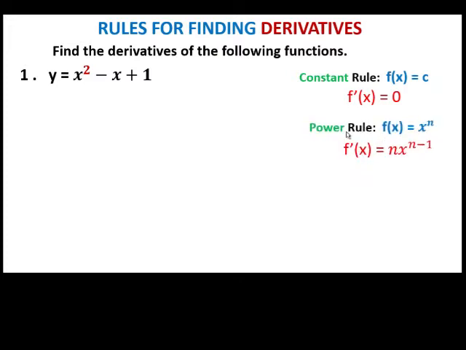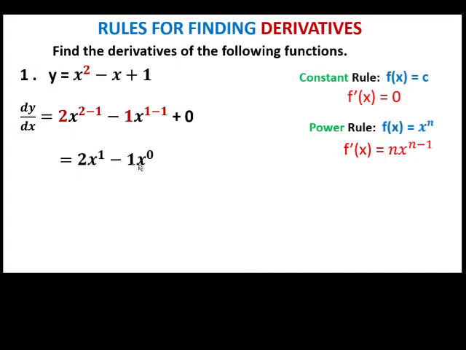And next is the power rule. The derivative of x to the power of n is equal to n times x to the power of n minus 1. So, the derivative of y with respect to x is equal to the exponent 2 times x to the power of 2 minus 1, minus 1 times x to the power of 1 minus 1, plus the derivative of 1, which is a constant, is 0.